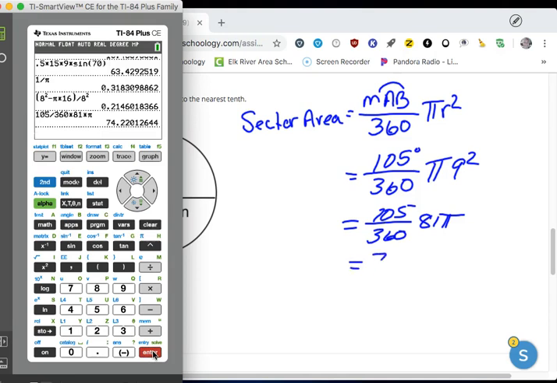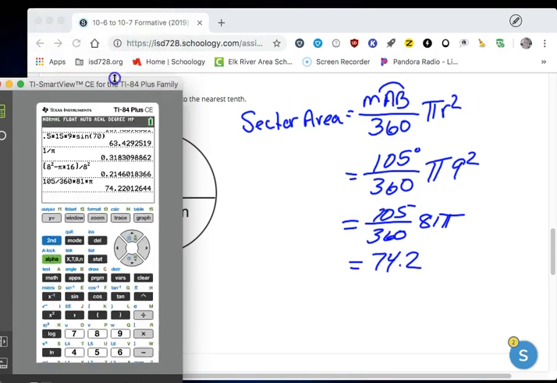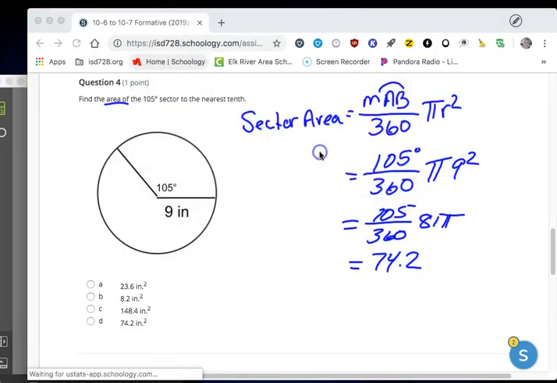So this is equal to 74.2. And my units on this are inches squared. So now looking at that, 74.2 is my selection D.